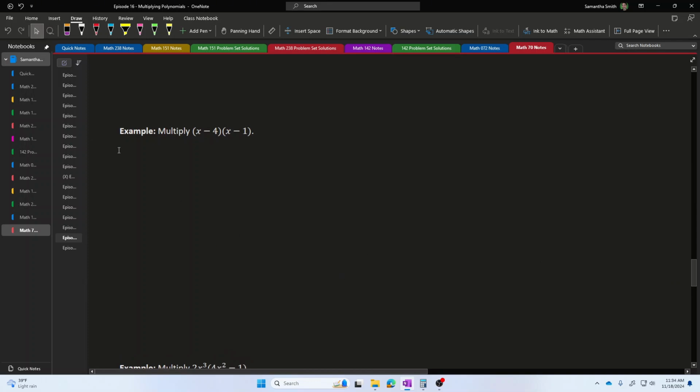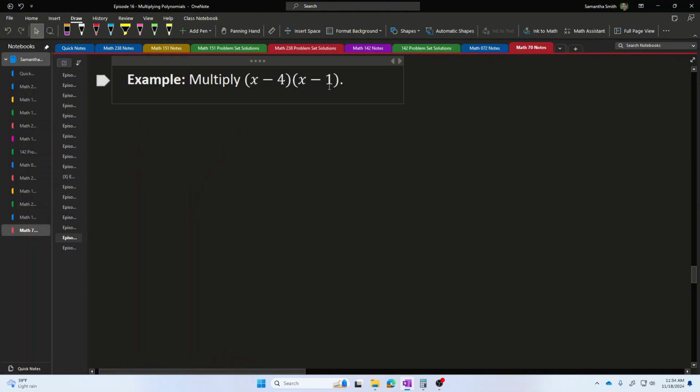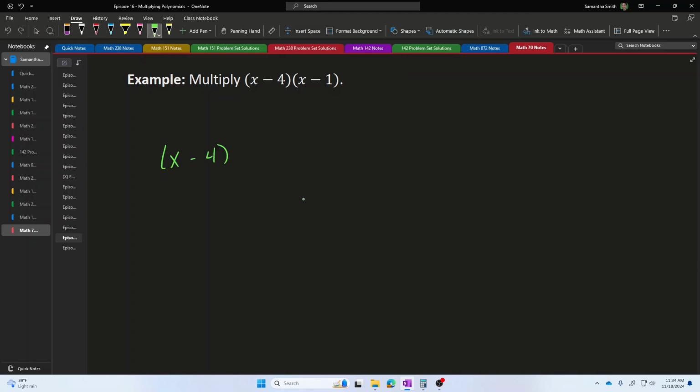Let's do another example of the process of distribution. Someone says multiply together x minus 4 times x minus 1. So the first thing that I'm going to do is multiply every single term in the first expression by every single term in the second expression. So x times x becomes x squared.